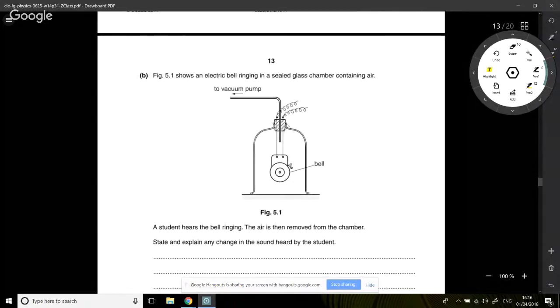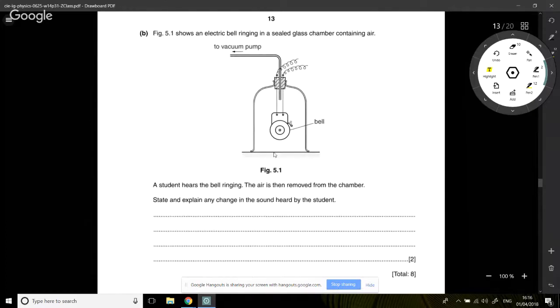This is just to do with sound needing to travel in a medium. Basically, you have a bell sitting inside of a vacuum chamber, and if you took the air out of the chamber, would you still hear the bell? Well, if you took all of it out, you wouldn't, because sound needs a medium to transfer in. However, if this was a light inside, electromagnetic radiation doesn't need a medium to transfer in.